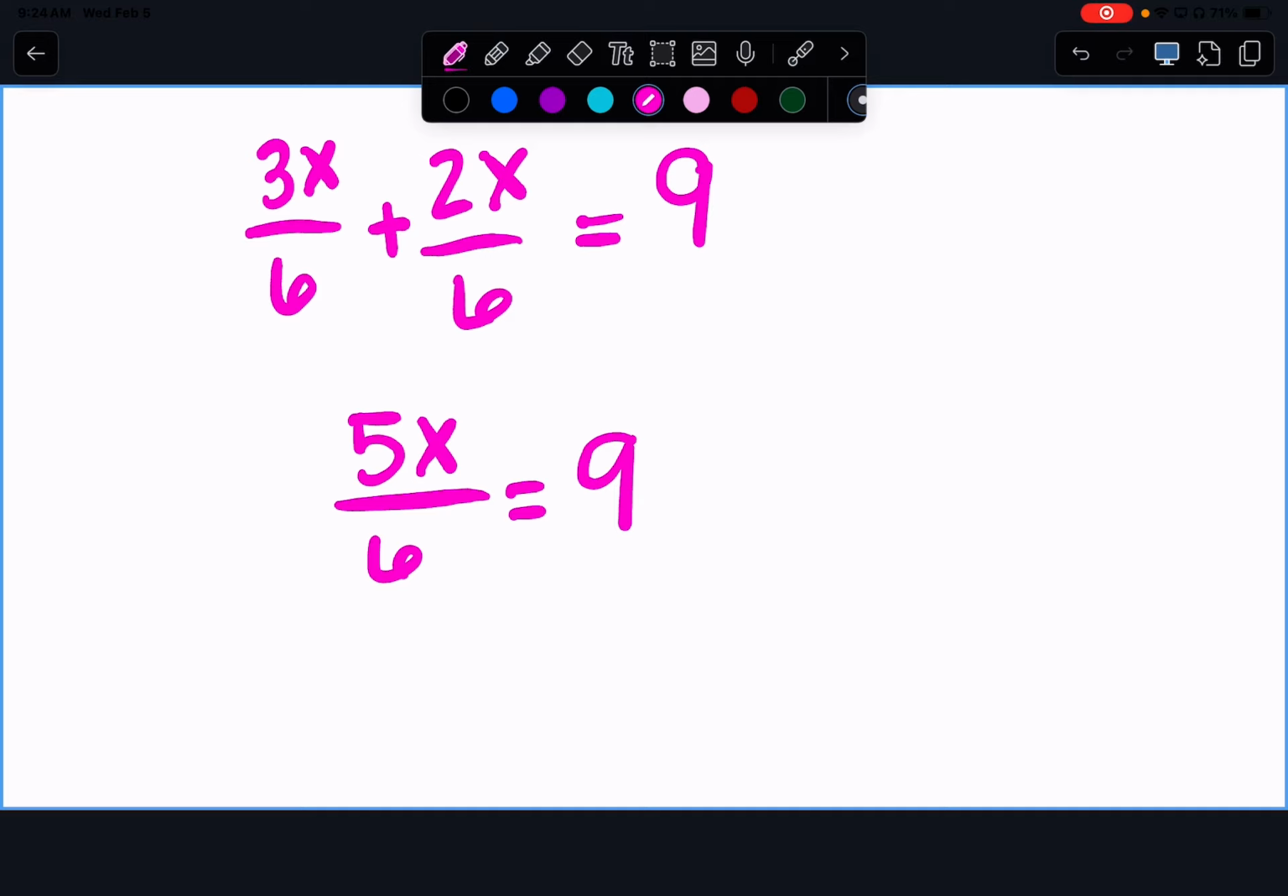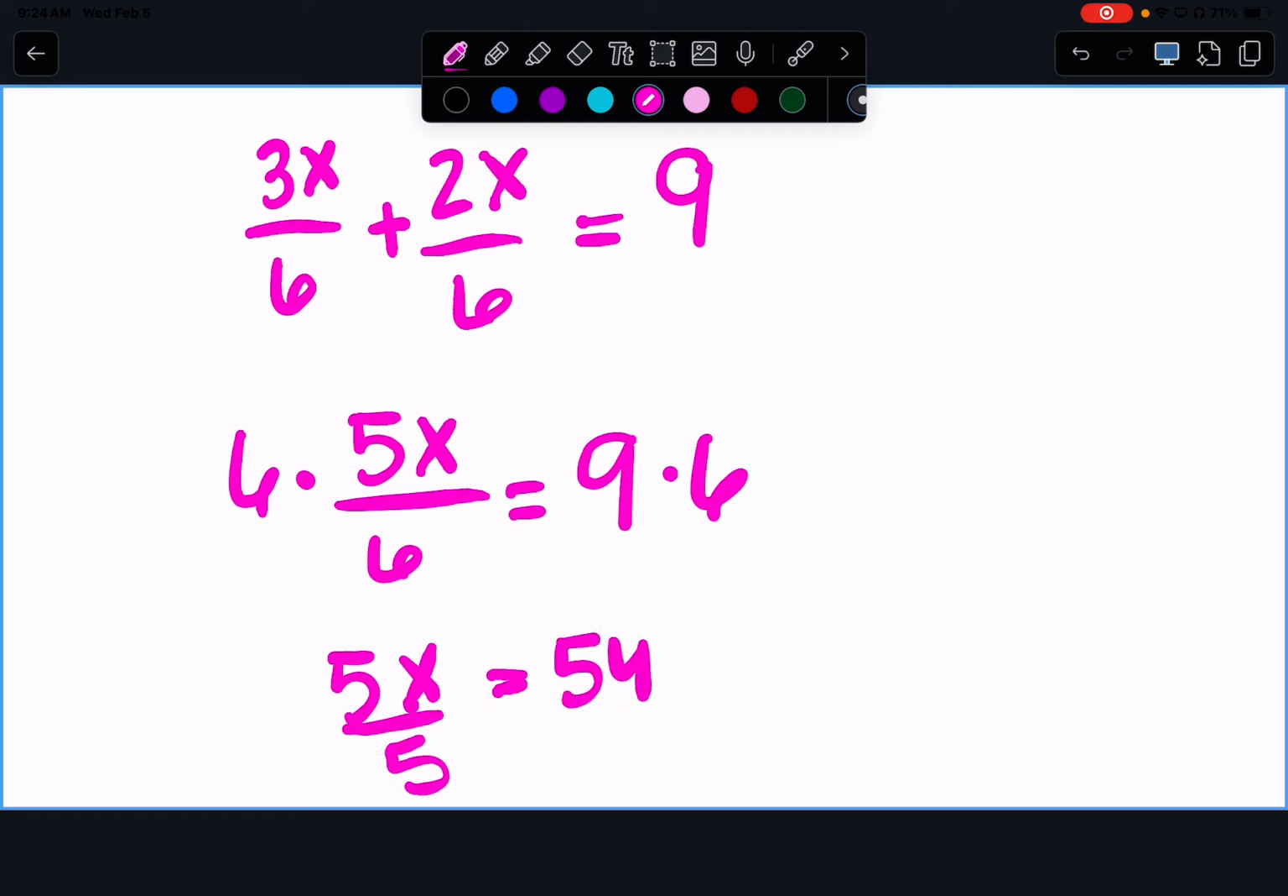We can either put 9 over 1 and then multiply both sides by the reciprocal of 5/6. Or you can do it in 2 steps where you multiply both sides by 6, get 5x equals, what is 9 times 6? 54. Then divide it by 5, and x is equal to 54 fifths.